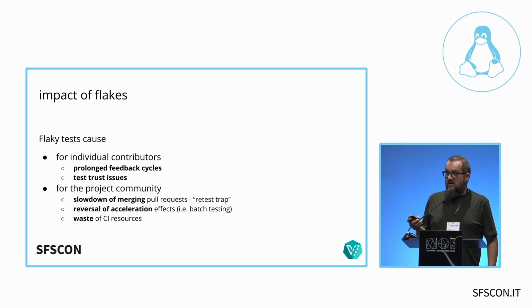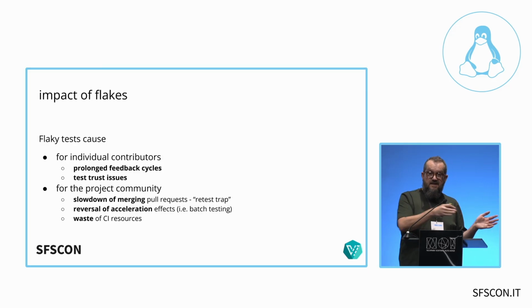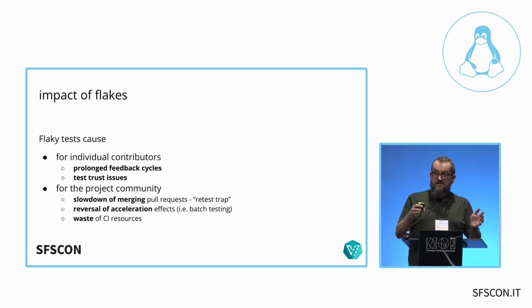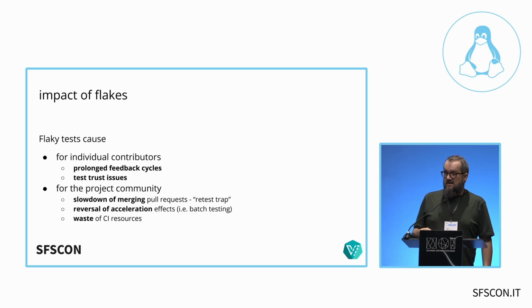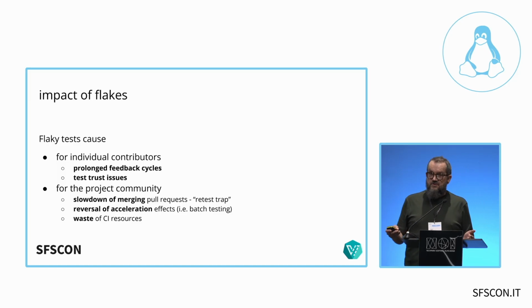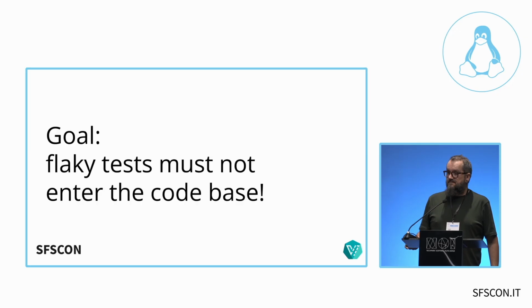For the project community overall, there is a slowdown of the merging of pull requests, which you can think of like a set of change sets that you want to get in, and the queue, which basically is the merge queue, is blocked or held by these things. There is also the problem that normally you always have acceleration techniques, like merging multiple change sets at once, for example, and if you have one flake, this one is wasted. So this basically leads to a lot of waste on CI resources.